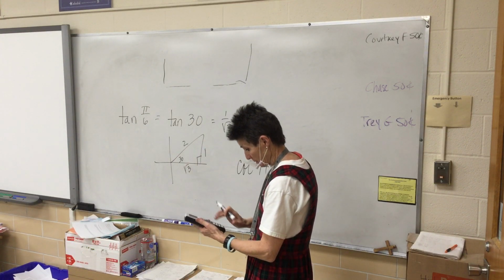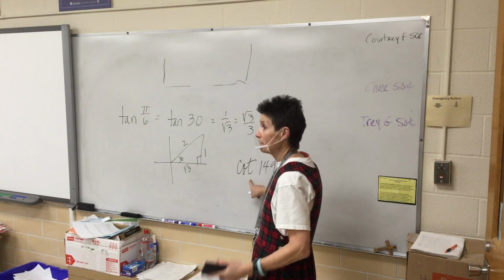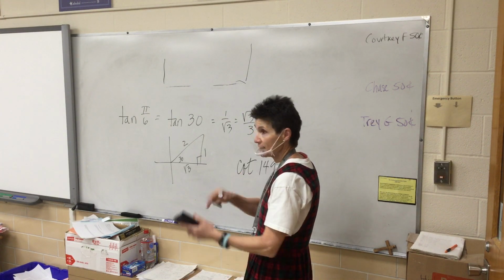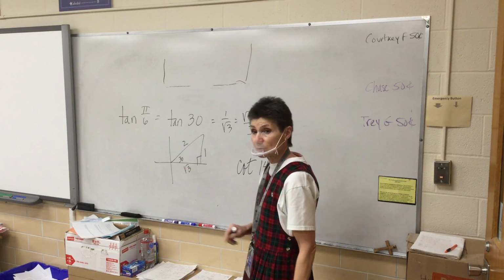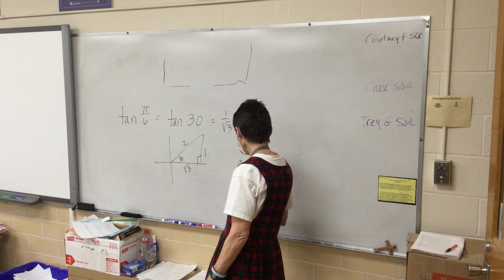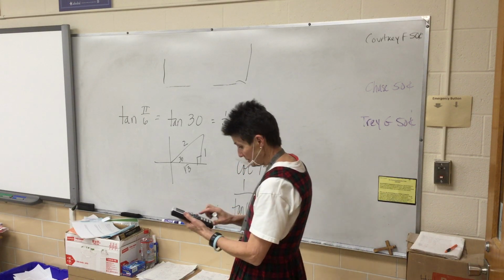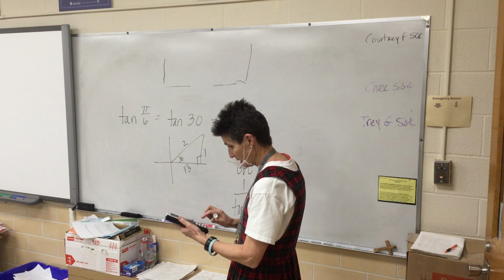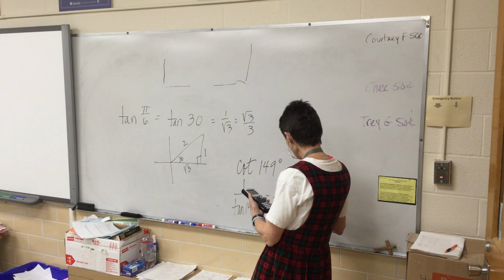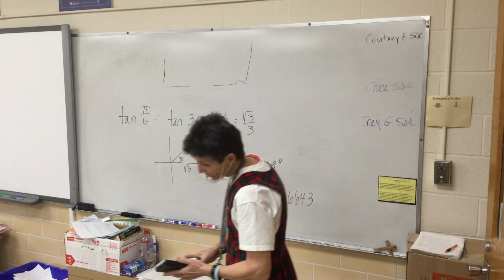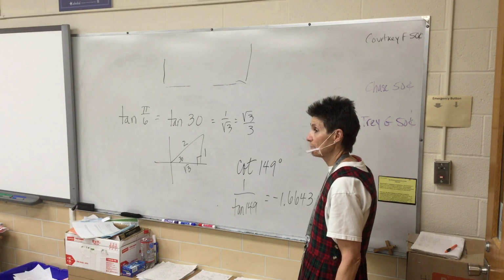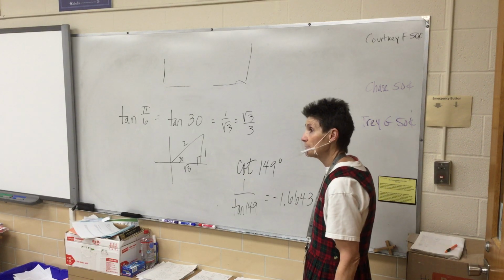So I'm going to remember that I don't have a cotangent button. If it was tangent 149, I'd just type it in. But I don't have a cotangent button, so I have to do 1 divided by tangent 149. So 1 divided by tangent 149. And I got negative 1.6643. Remember that 10,000 means 4 decimal places. So that's what you should have.